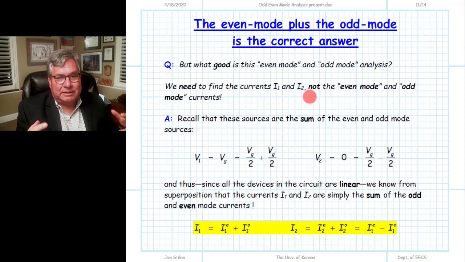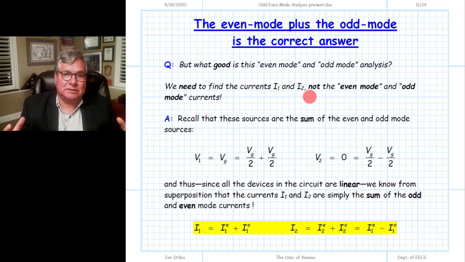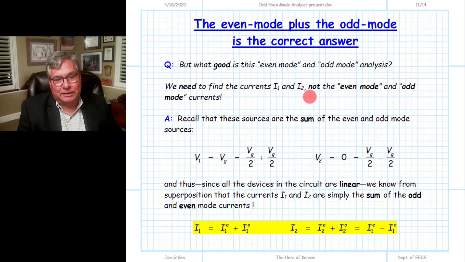Well, remember, ultimately the even odd mode analysis is a process of superposition. We took 4 sources, we determined one solution for the first 2 sources and the other solution for the second 2 sources, and therefore the solution for all 4 sources is simply the sum of each of those 2 solutions. That's the beauty of superposition when applied to a linear circuit.